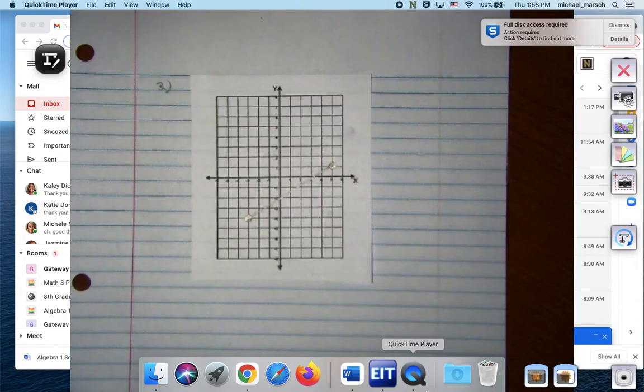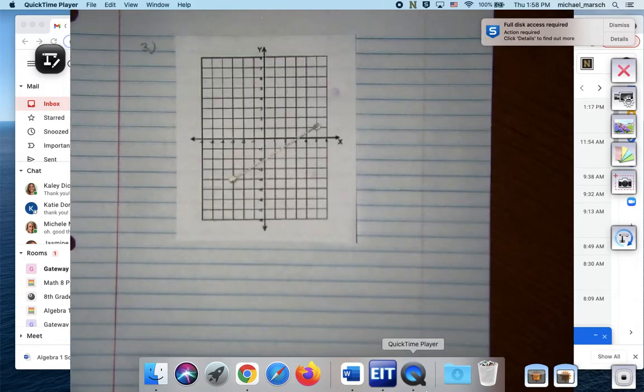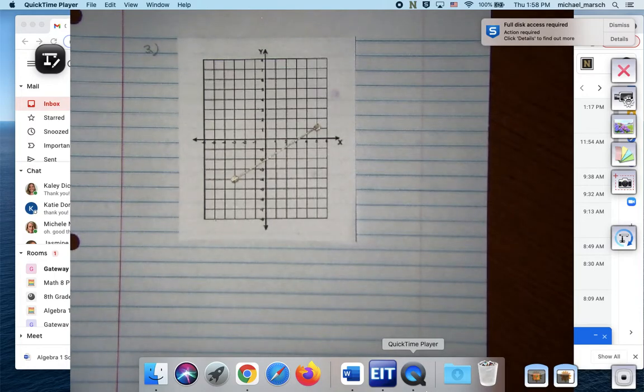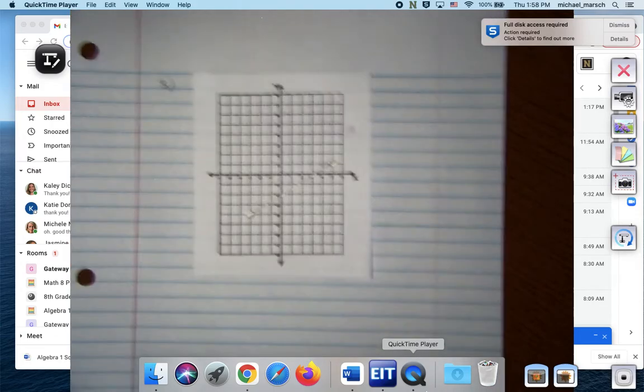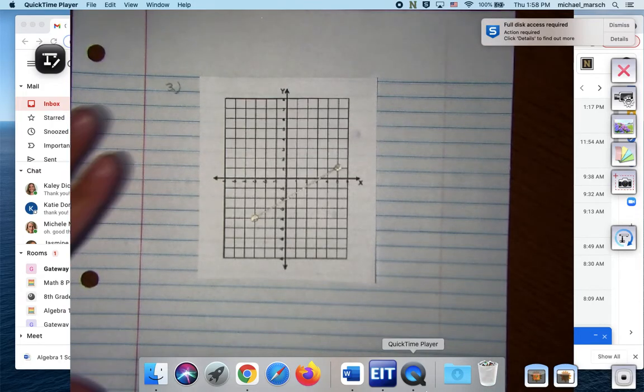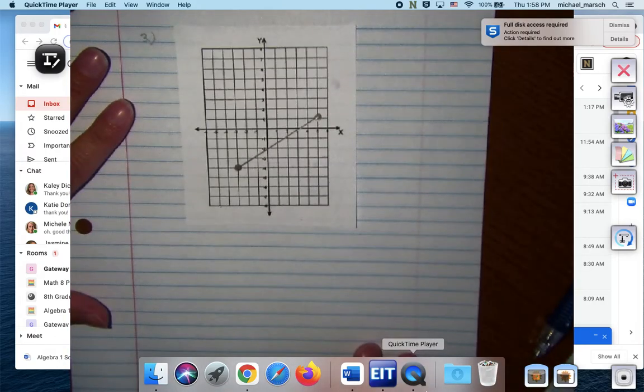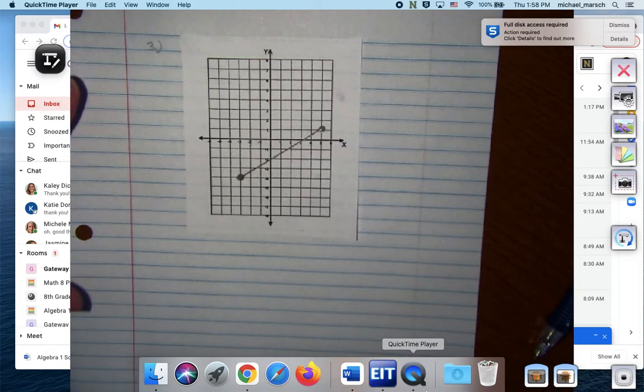So this is different because it's not just points, it's an actual line segment. It's kind of hard to see right here. Let me see if I can adjust this so that you guys can see it better. Is that better? So our domain and range are going to be different because it's not just X's and Y's. This is where our inequalities are going to come into play, because now we're talking about all of the X's that could be on that and all of the Y's that could be on it.